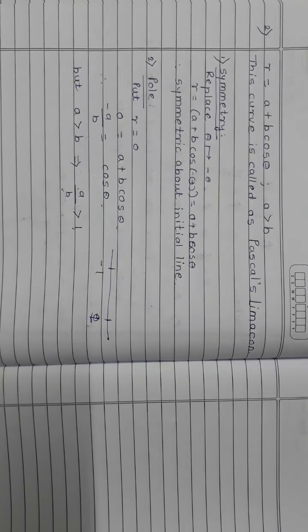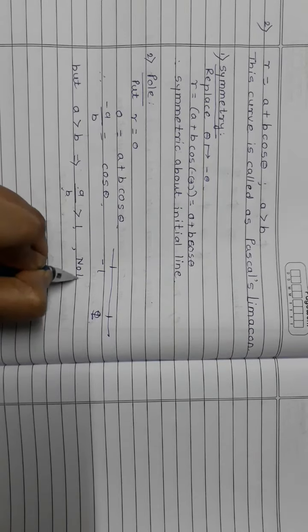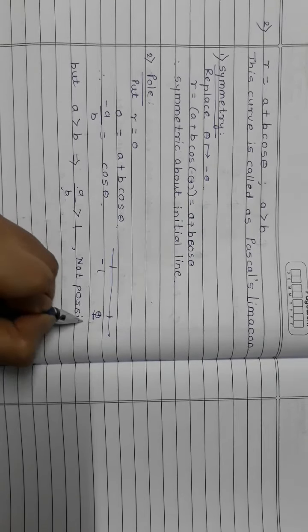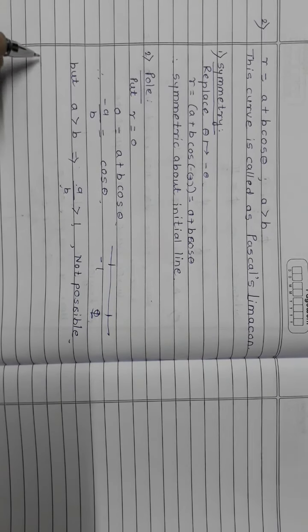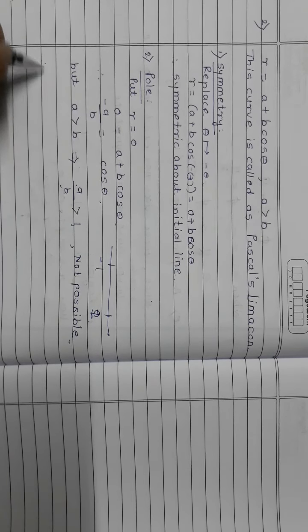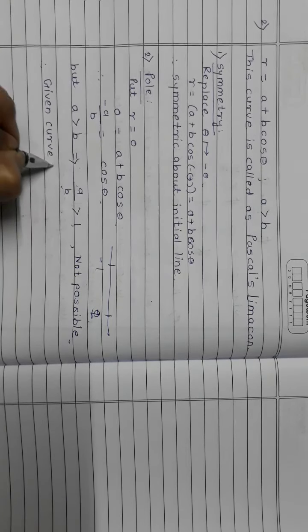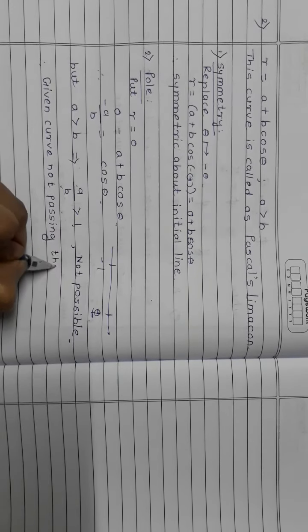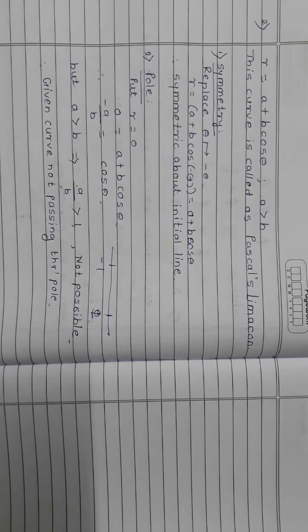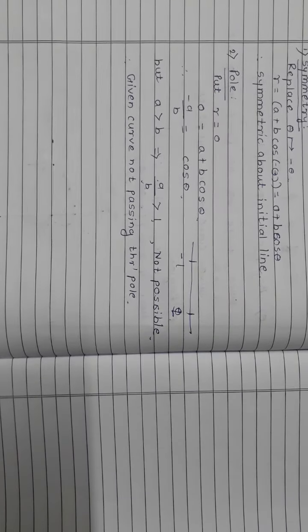So this is not possible, so that's why this curve is not passing through the pole, right? Cos theta cannot be greater than this, right? So therefore the given curve is not passing through the pole. Since it is not passing through the pole, there is no question of finding the tangent at the pole, right?